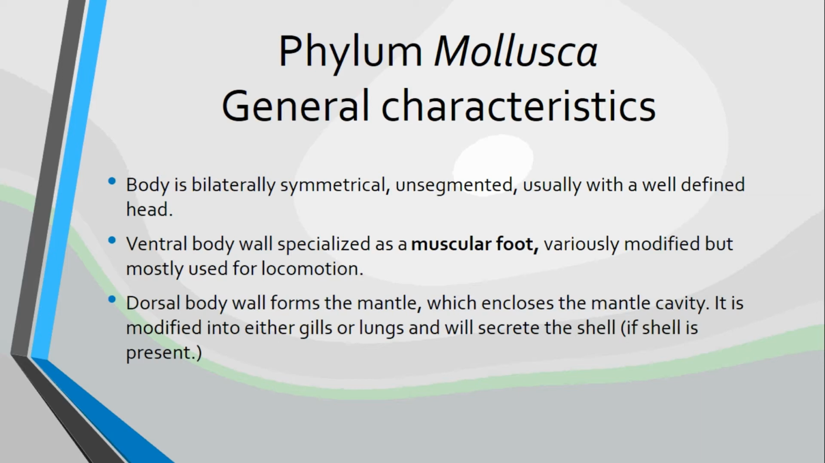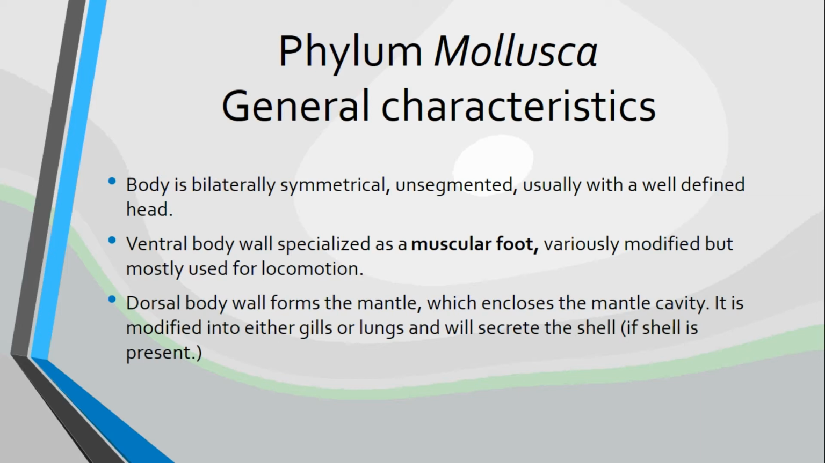The body is bilaterally symmetrical. So opposite to the phylum that we have talked about before, one of our first were the echinoderms. If you remember, they are radially symmetrical, meaning that their body plan radiates from a central axis.